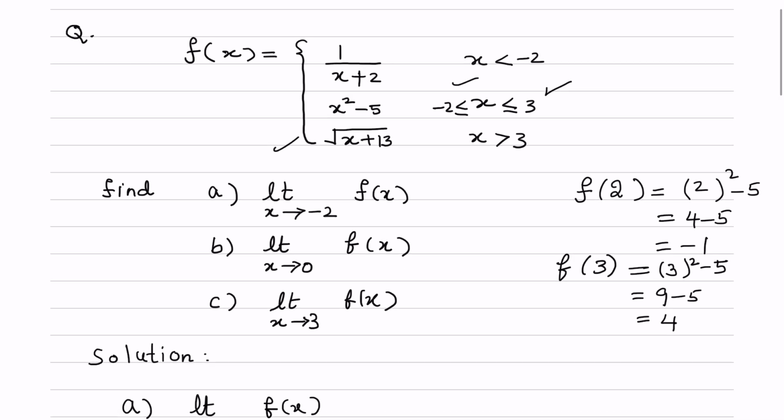Now suppose you have to find f at 4, when the value of x is 4. So 4 lies in which category? Yes, it's the third category. So 4 lies in this category where x is greater than 3. So we will pick this function, square root, and in the place of x we have 4 plus 13. So your answer is square root 17. So this is how in a piecewise function we find the exact value of the function.